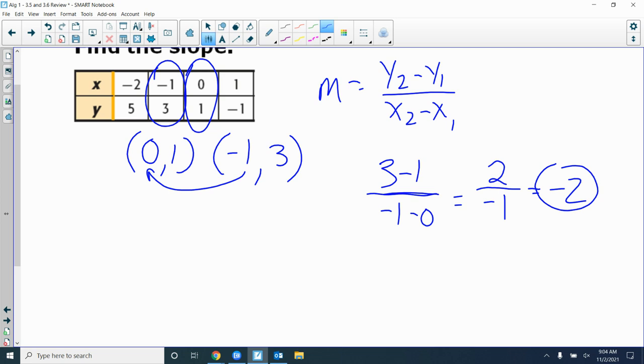Now, guys, would I get that if I picked any other points? Would I get negative 2? Yes. It doesn't matter what 2 points you pick. Just make 2 ordered pairs. You have ordered pairs, just pick 2 of them. Does that make sense? Okay. You might want to write yourself a little note up there: pick 2 ordered pairs, doesn't matter what 2.